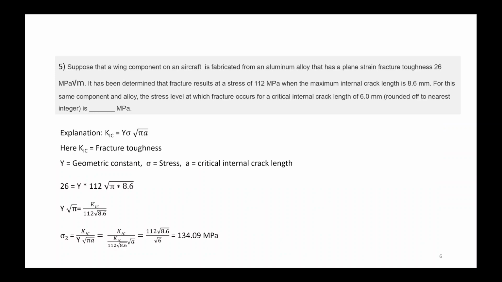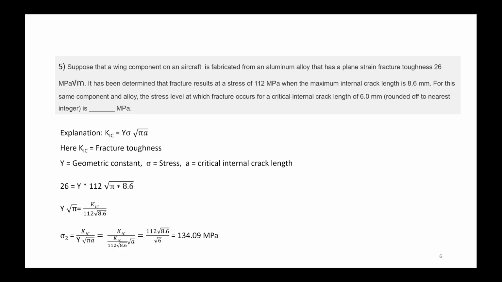Fifth question is, suppose that a wing component on an aircraft is fabricated from an aluminum alloy that has a plane strain fracture toughness of 26 MPa square root meter. It has been determined that fracture results at a stress of 112 MPa when the maximum internal crack length is 8.6 mm. For this same component and alloy, the stress level at which fracture occurs for a critical internal crack length of 6 mm is blank MPa.